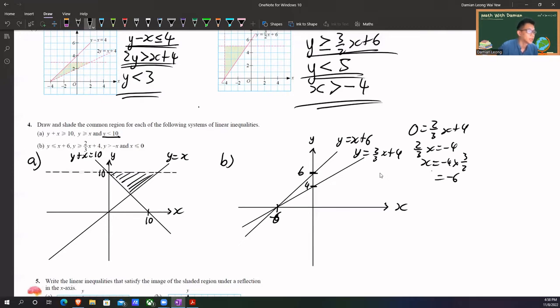Y more than negative x. Y equals negative x is just a diagonal line passing through the origin like this, 45 degrees. And x less or equals 0. X equals 0 is your y-axis. So look at it one by one. This one below this line. Oh, and this one has to be a dotted line. There's no equal here.